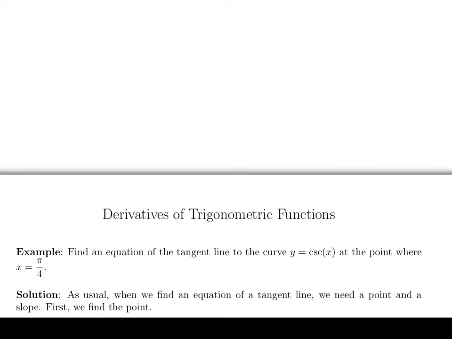So we've found equations of tangent lines a lot. What we need is a point and a slope, because we're going to use the point-slope form of the line. All right, so let's find the point first.